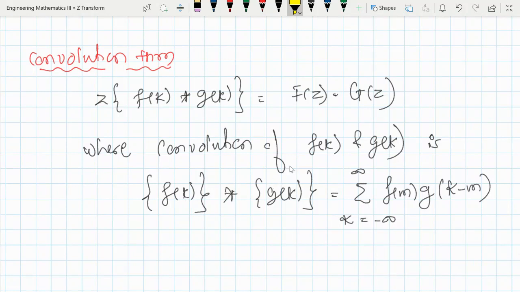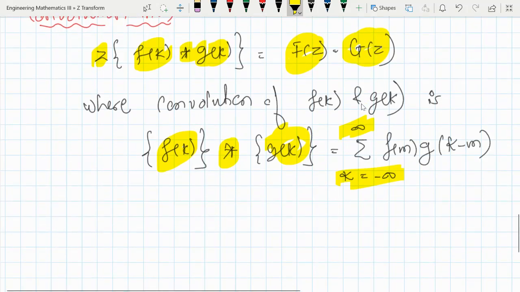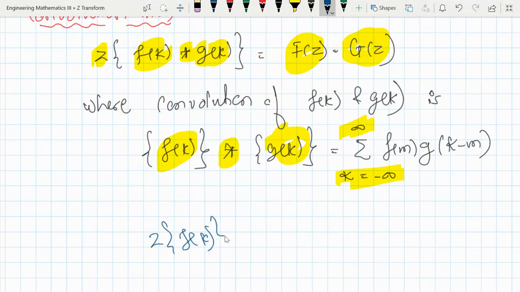Now the last thing is the convolution theorem. What is the convolution of two sequences fk and gk? The convolution, denoted by a star, is simply the summation of fm into g of k minus m, where m runs from minus infinity to infinity. If we apply the z transform, the z transform of the convolution of fk and gk is nothing but F of z times G of z, where F of z is the z transform of fk and G of z is the z transform of gk.